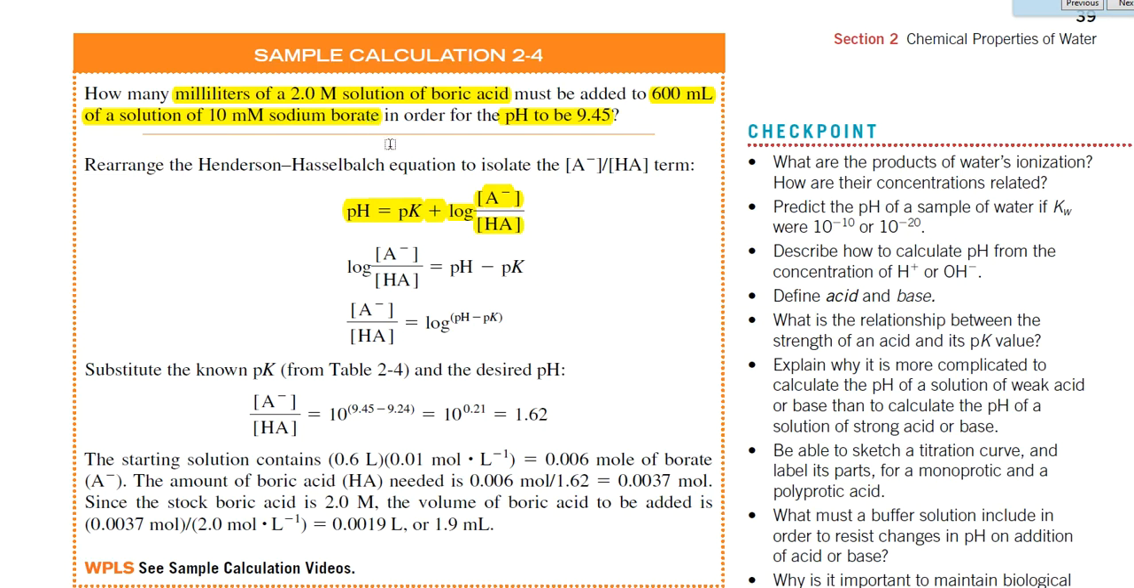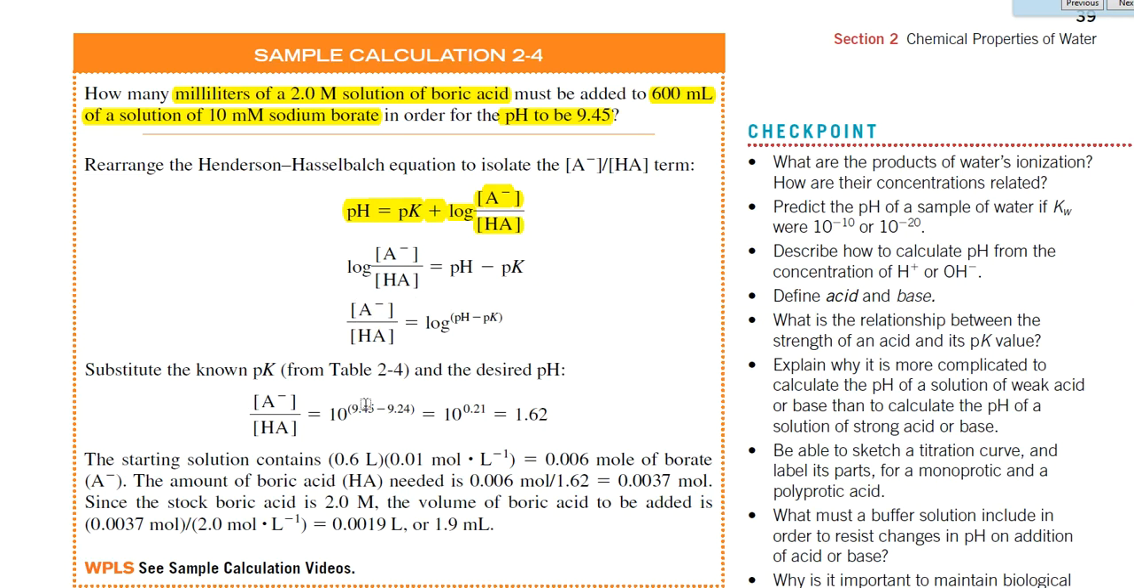So first of all, we will rearrange the Henderson-Hasselbalch equation. We all know that the Henderson-Hasselbalch equation is pH equals pK plus log of conjugate base by acid. We will rearrange it so that we can find the concentration of conjugate base by acid, which is the log of pH minus pK.